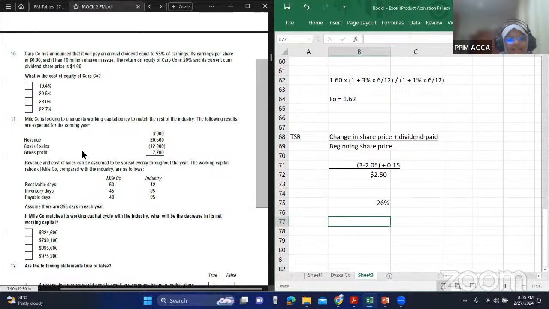Right. Then the 10th question: Carp Company has announced that it will pay an annual dividend equal to 55% of earnings. Its earnings per share is 0.8 and it has 10 million shares in issue. The return on equity of Carp Company is 20% and its current cum div share price is 4.6. What is the cost of equity of Carp Company? They're asking for cost of equity, which is KE.